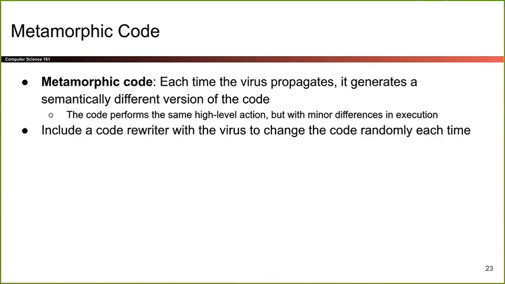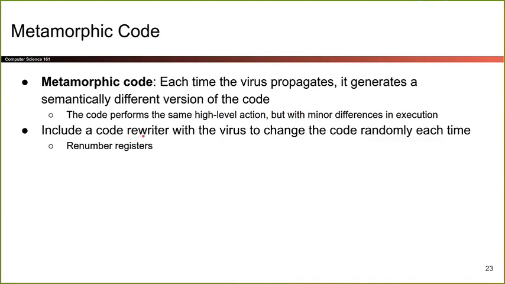So reorder instructions or change variable names, or instead of a while loop, use a for loop this time. Do some minor changes that make the code look a little bit different every time. And to do so, you want to do this automatically. So you probably have to have a code rewriter or a compiler to change the code randomly every single time. And modern high-tech hacking equipment usually does have something like a code rewriter for this.